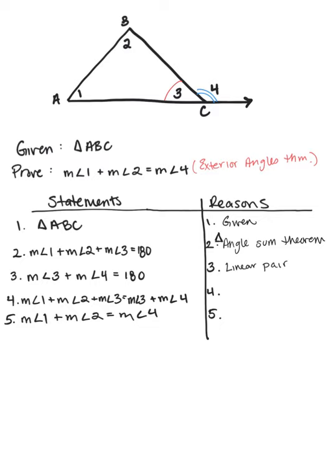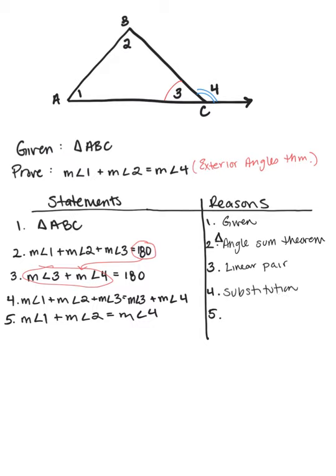Our next statement says that the measure of angle 1 plus the measure of angle 2 plus the measure of angle 3 equals the measure of angle 3 plus the measure of angle 4. Okay, that makes sense because they are both equal to 180 degrees. So this is a case where we substituted. Instead of saying 180 degrees, now I'm saying something that's the same as 180. We swapped those out. So statement 4 is substitution.